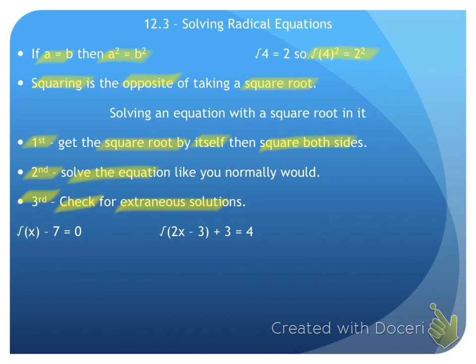So here the first thing that I would do is get my square root by itself, so I'd add 7 to both sides. So you get the square root of x is equal to 7. The square root's by itself, so I square both sides. So I get x is equal to 49. Again, I want to double check myself, so I take 49 and plug it in for x in my original equation. Square root of 49 is 7. 7 minus 7 is equal to 0, and that's true.